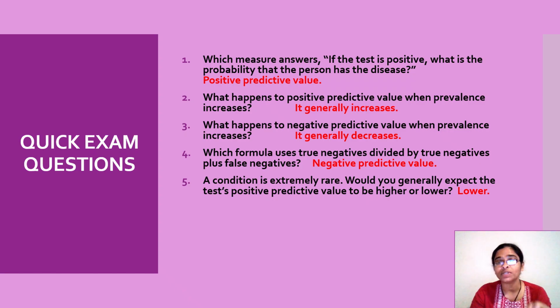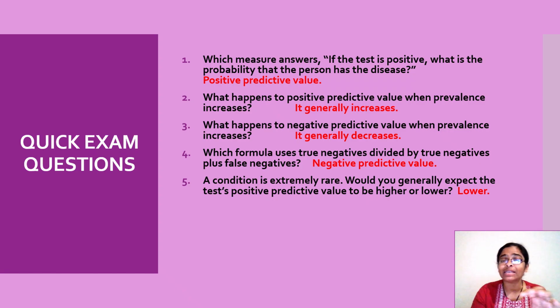What happens to positive predictive value when prevalence increases? So when there is more disease, we can believe the positive test more. So the positive predictive value will increase. What happens to negative predictive value when the prevalence increases? It generally decreases. Which formula uses true negatives divided by true negatives plus false negatives? So everything is about negatives. So it is negative predictive value.